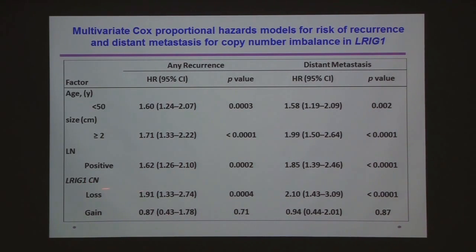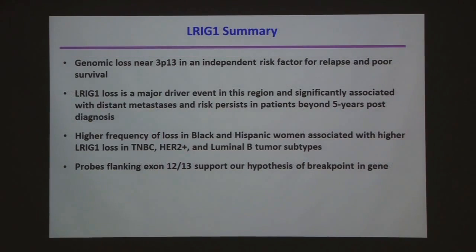When we add the copy number information, if they had a loss, they had a twofold risk of any recurrence. Basically, these hazard ratios are similar. But if they had a gain, you can see that even though it's not significant here, it was protective.